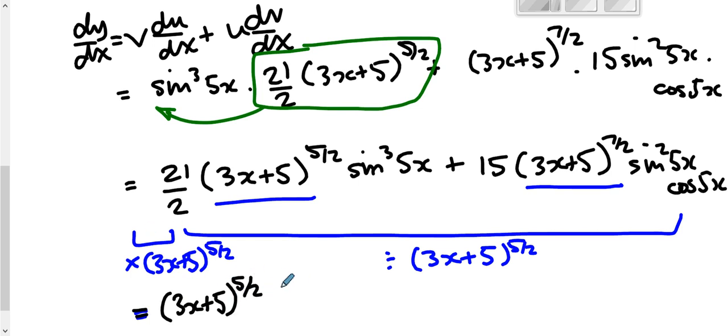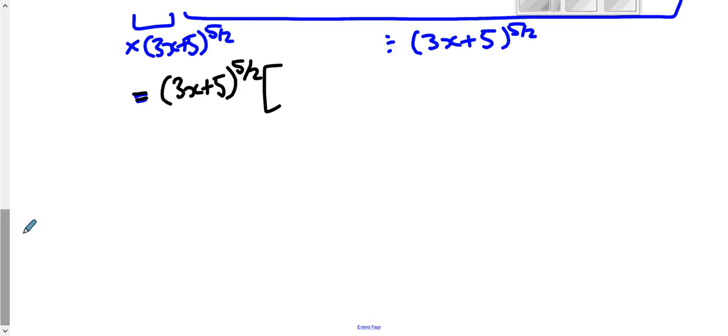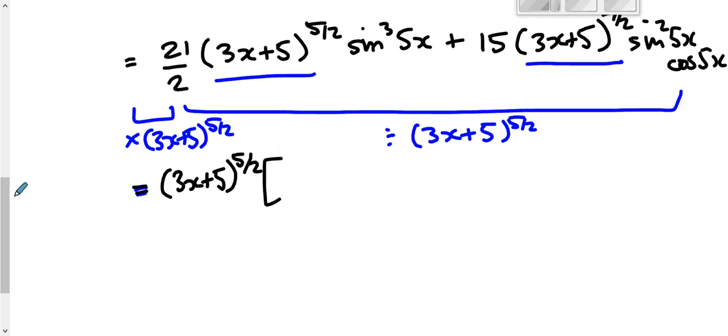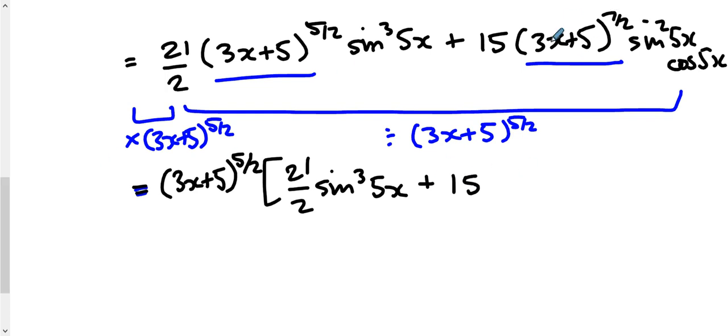Then I'll put square brackets in, just extend the page a bit. Then 21 over 2 sine cubed 5x plus 15. Now I come to the point where I want to divide this by 5 over 2, because I've divided that by (3x plus 5) to the 5 over 2, and it's left 1, so it's disappeared from here.